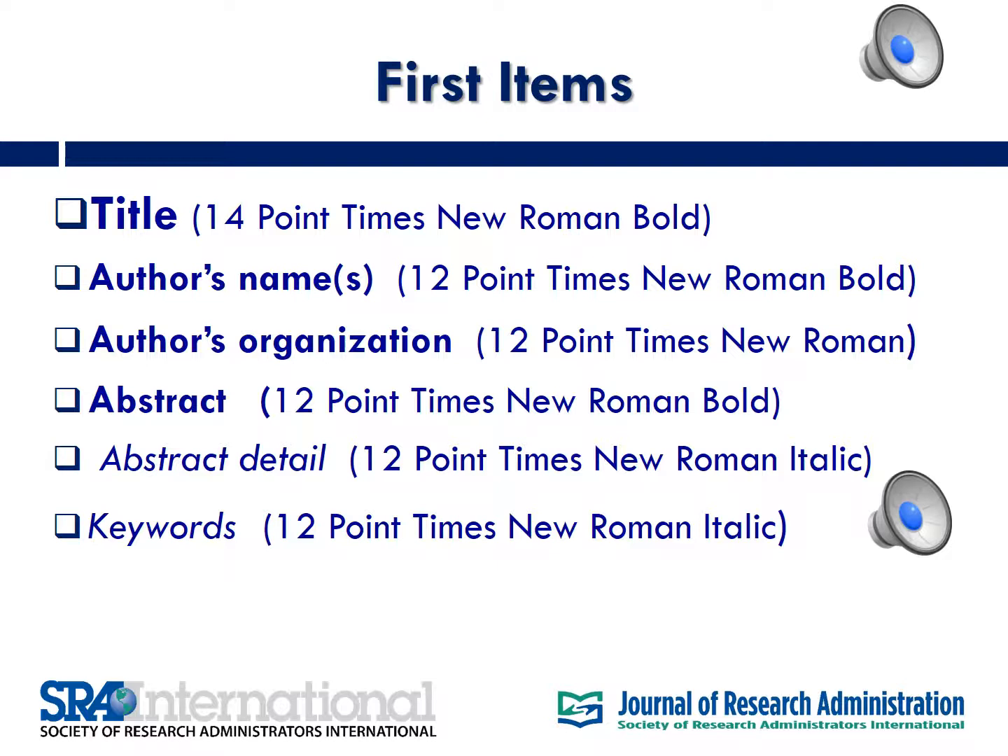You will need to enter the author's details following the style the journal requires. JRA wants 14-point Times New Roman bold font for the title and 12-point Times New Roman bold for author and 12-point Times New Roman not bold for the author's organization. For the JRA, the title abstract is in bold normal, but the text is not bold and in italics.